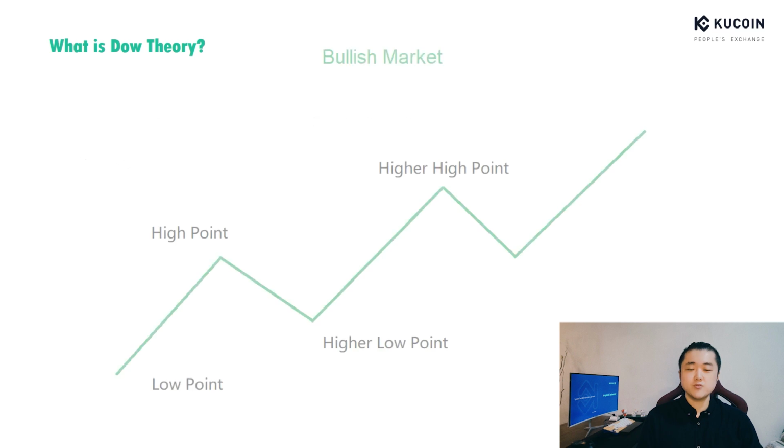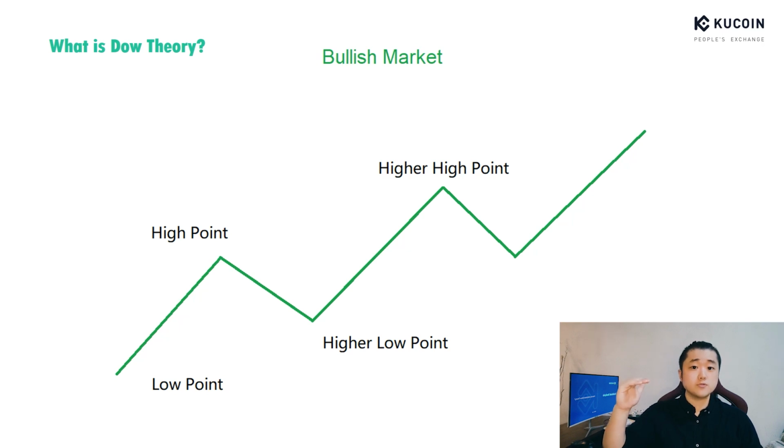From this page, you can clearly see that if the market is bullish or in an uptrend, price moves like this. It moves from the low point to the high point, but then drops to a higher low point, and in the end, it moves to a higher high point.